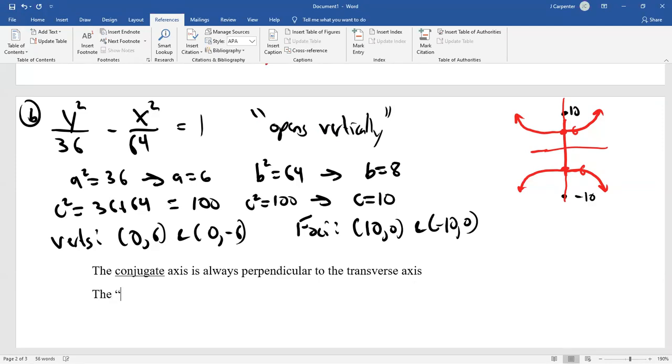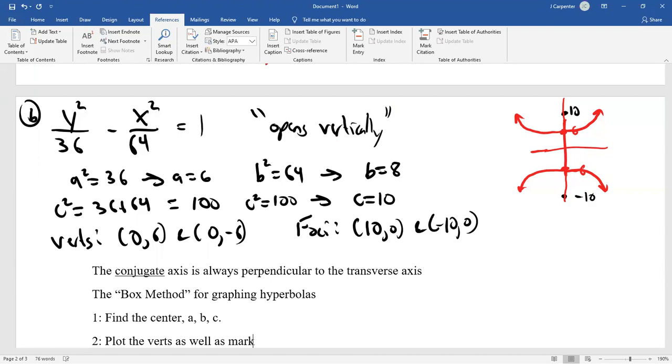So the box method, the box method for graphing hyperbolas. First, find the center, which will not be an issue for us, the A, the B, and the C. Second, plot the vertices, as well as marking what would be the vertices on the conjugate axis.